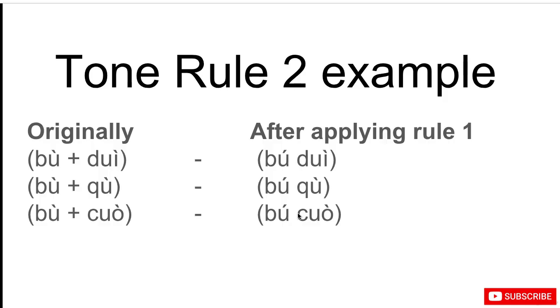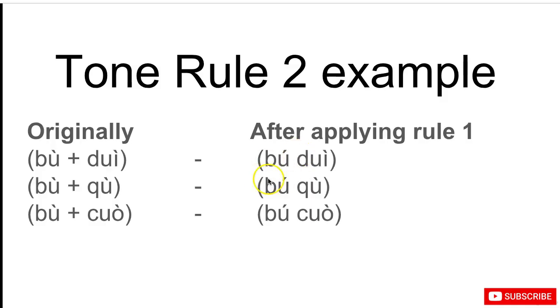All right, so the next one is just a recap of what we did in the past video, where we said that the second tone rule is that whenever the word bu is followed by a word that has the fourth tone, the bu changes to a second tone. And remember, second tone is the rising tone, and the fourth tone is the falling tone.